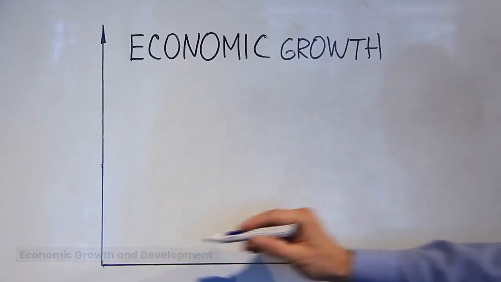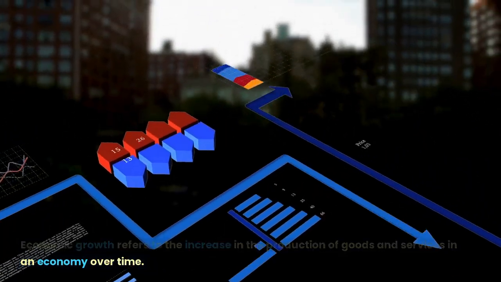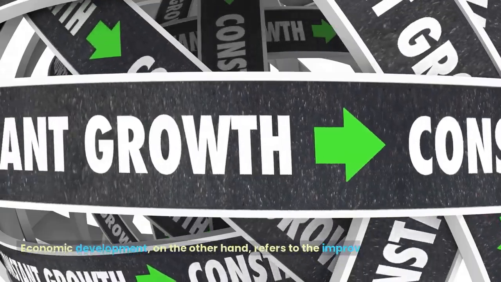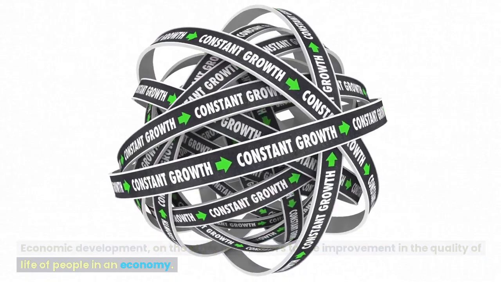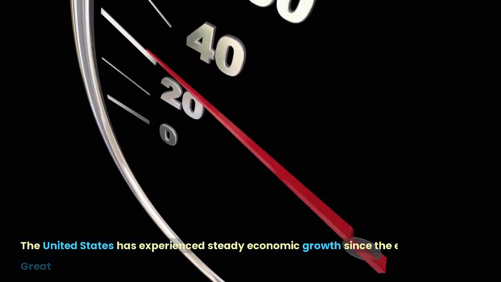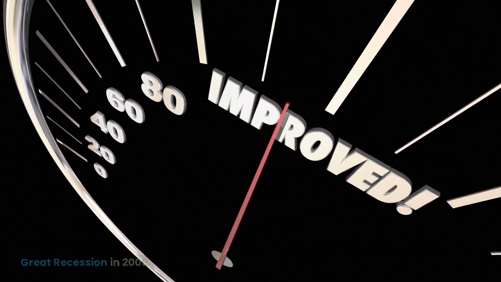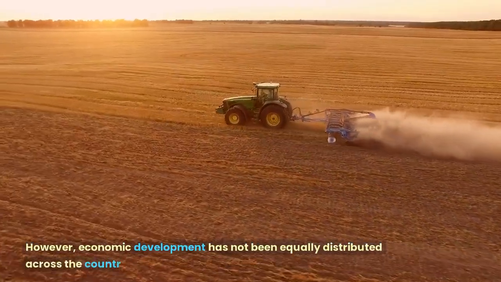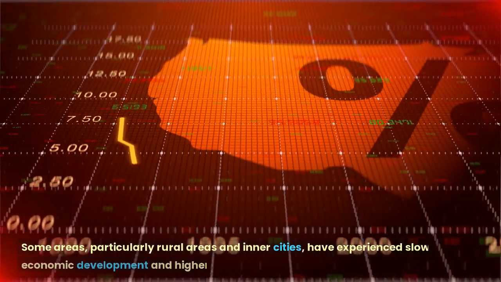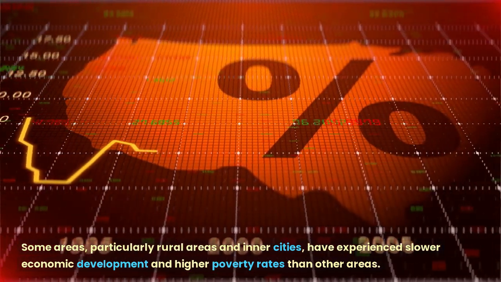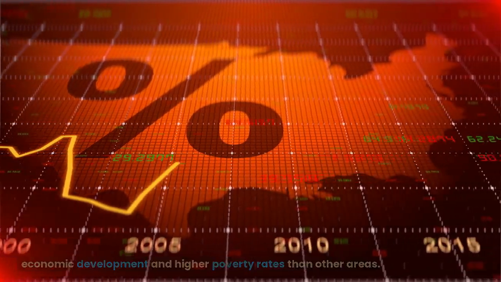Economic growth and development. Economic growth refers to the increase in the production of goods and services in an economy over time. Economic development, on the other hand, refers to the improvement in the quality of life of people in an economy. The United States has experienced steady economic growth since the end of the Great Recession in 2009. However, economic development has not been equally distributed across the country. Some areas, particularly rural areas and inner cities, have experienced slower economic development and higher poverty rates than other areas.